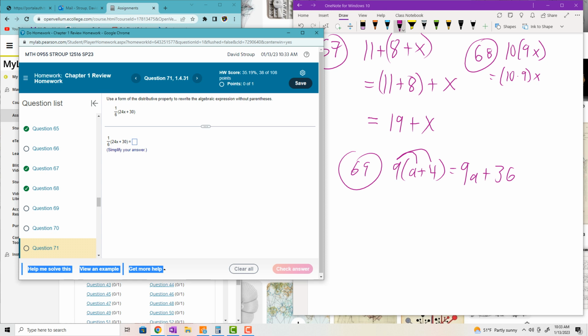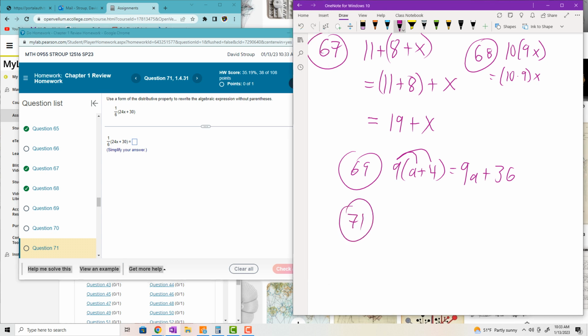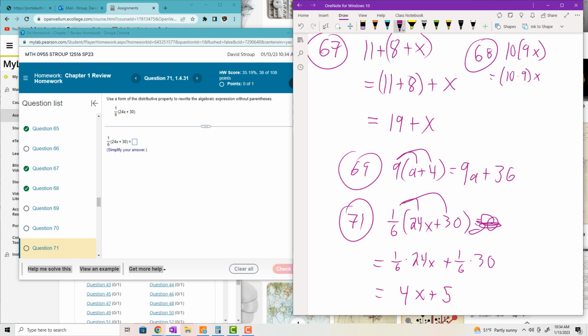Ooh, a fraction. So let's try that one. So we got 1/6 times 24x plus 30. So sorry, not 0. So this will be 1/6 times 24x plus 1/6 times 30. 24 times 1/6, that will be 24 over 6, which is just the same as 4x. And then this will be 30 over 6, which is just the same as 5. So it'll be 4x plus 5.